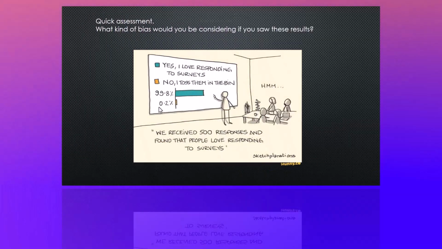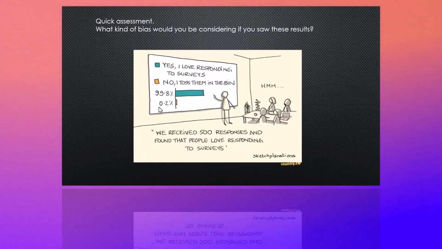All right, our quick assessment after objective 3 of recognizing types of biases. What kind of bias would you be considering if you saw these specific results?